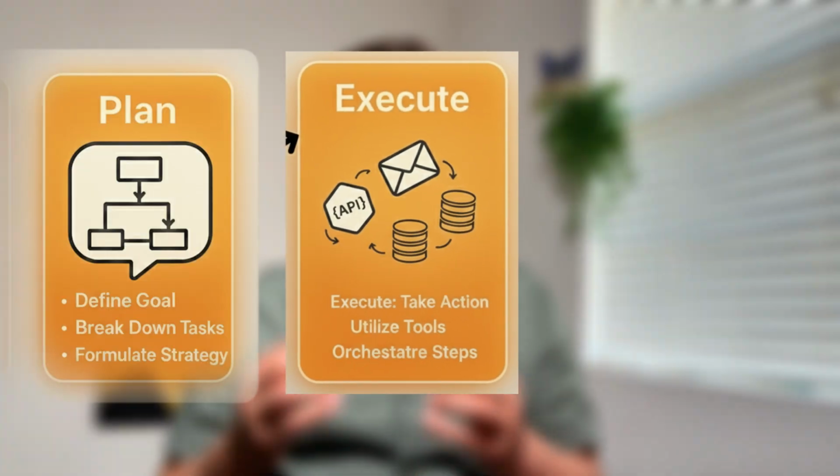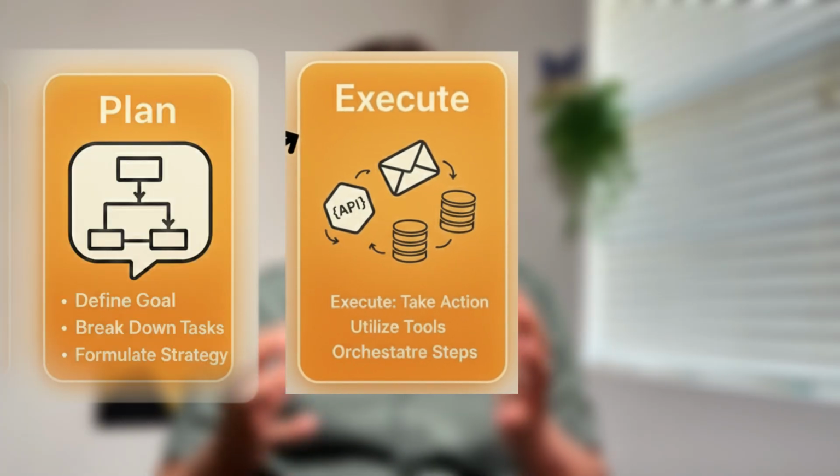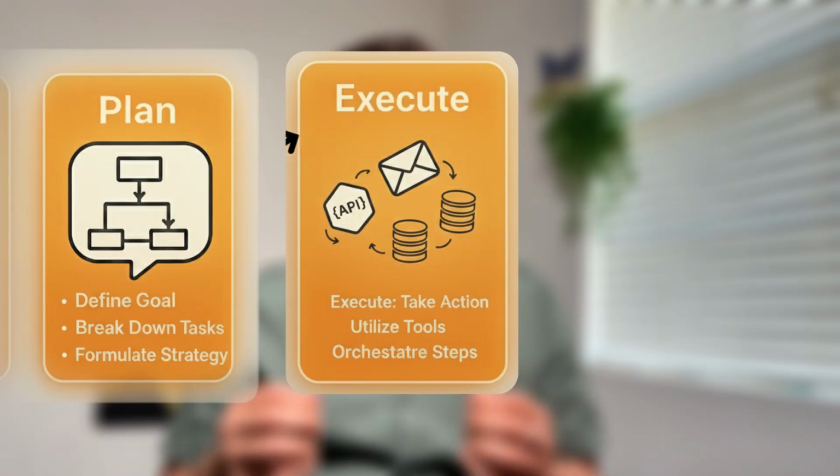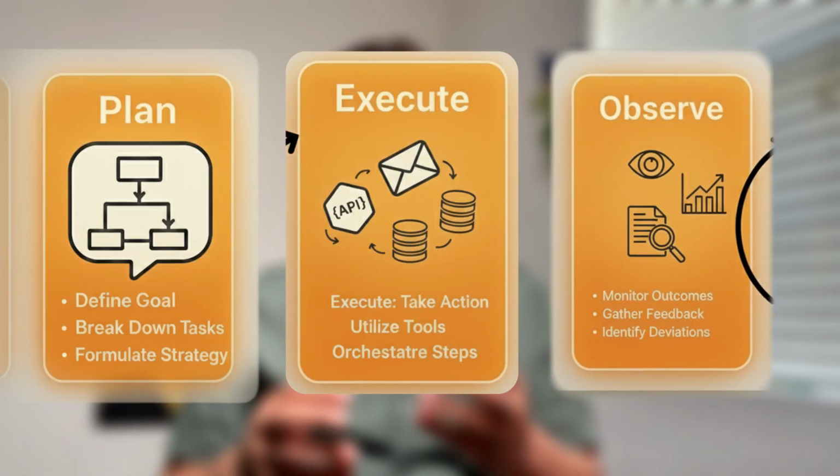Next, we have execute. This is where the agent acts. Based on its plan, it takes concrete steps. This could involve using various tools, like an API, sending an email, updating a database, or even generating code. The agent isn't just performing one action, it's orchestrating a sequence of actions to move closer to the overall goal.